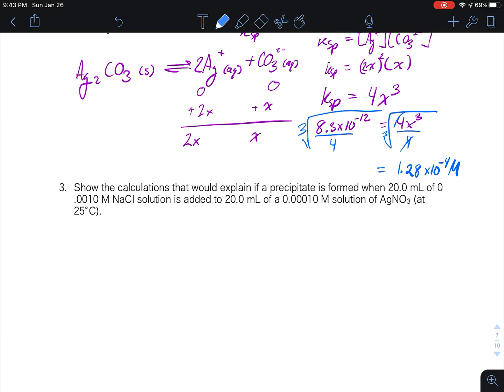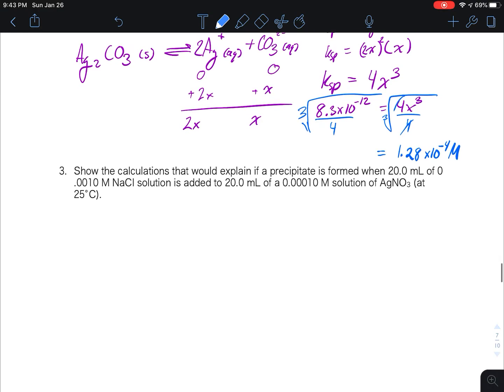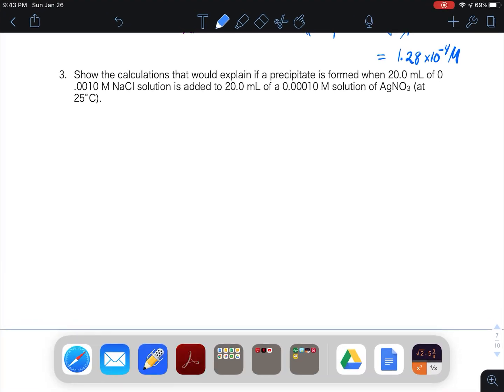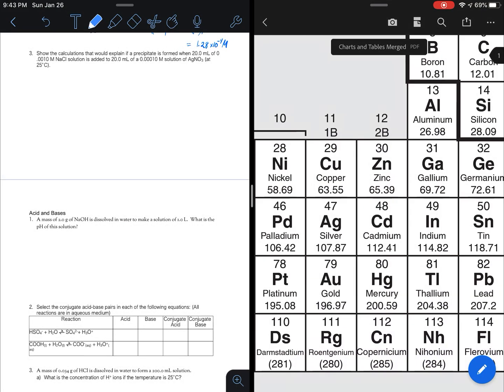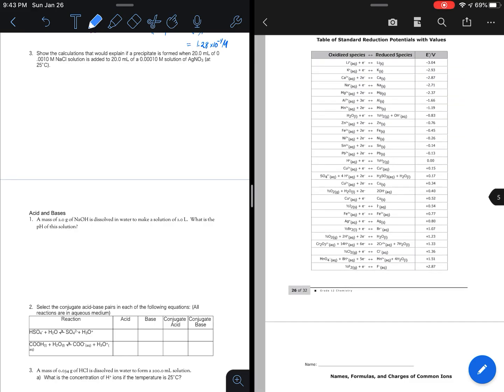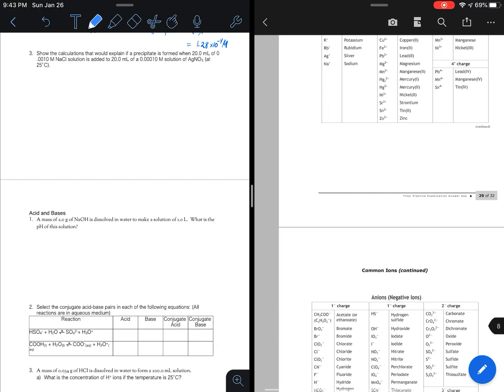Show the calculations that would explain if a precipitate is formed when this amount of sodium chloride is added to this amount of silver nitrate. This is the common ion effect. I don't remember how much we did this, but let's see if we can do a little bit of calculation here and figure it out. So the trick is simply to consider the solubility of silver chloride, which will be on your Ksp table. So let's go find our Ksp table.